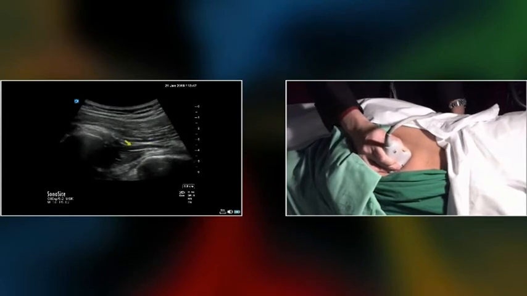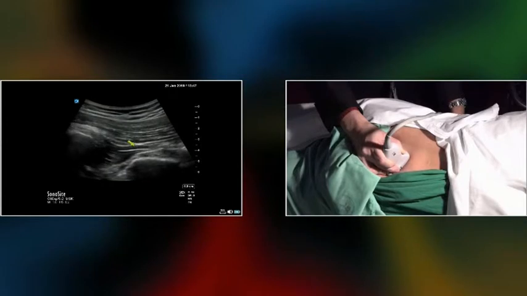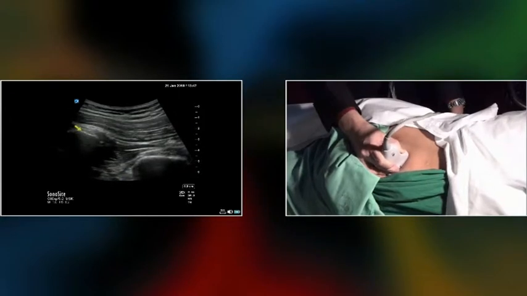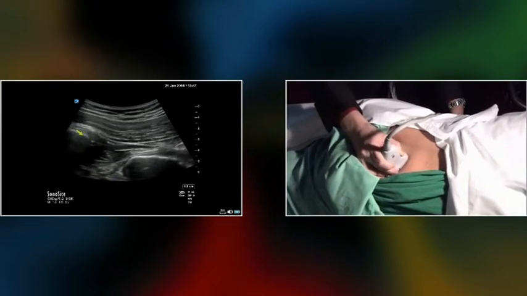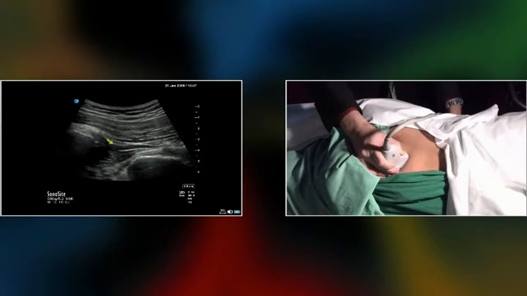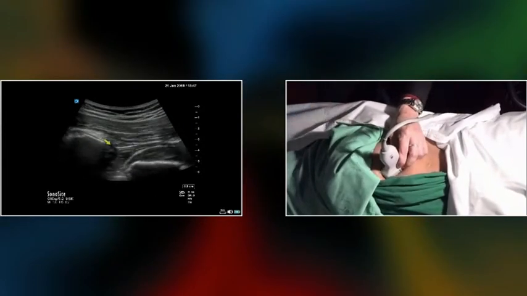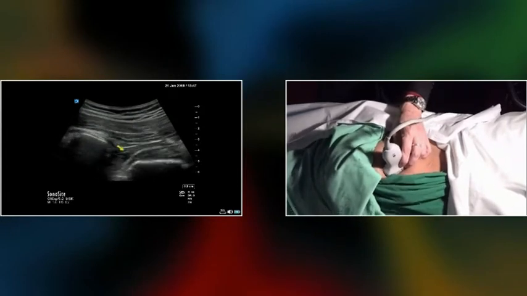And now we can see the greater sciatic foramen. You can see the bone on the right lower corner. That is the ischium bone. And if you want to confirm if this is the piriformis muscle, you can do an external and internal rotation of the hip. Yep, and this is the piriformis muscle.